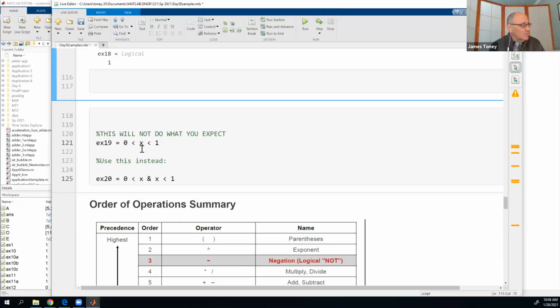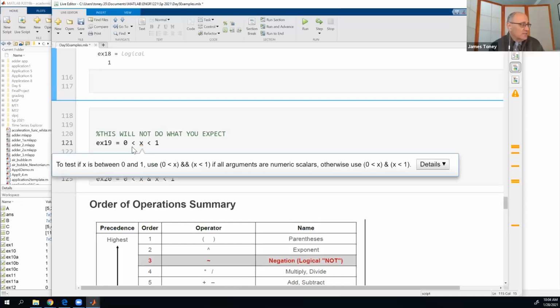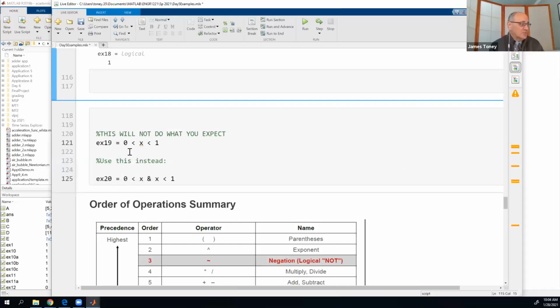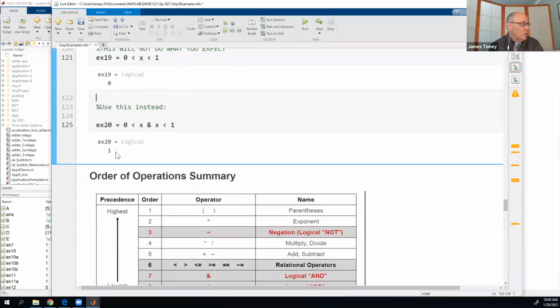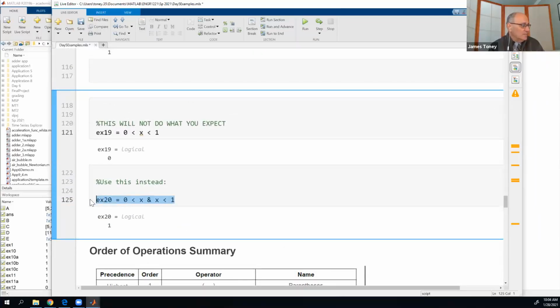What this will actually do, so I mentioned this before, it'll evaluate these relational operations from left to right. So it asks, is 0 less than x? Yes, it is, so that's a 1. And then it asks, is 1 less than 1? No, 1 isn't less than 1. So I get a 0, when I should have gotten a 1. Okay. So if this is what you mean, then this is how you have to write it. Okay. So even though it looks redundant, you have to put x both times. All right, any questions about that?